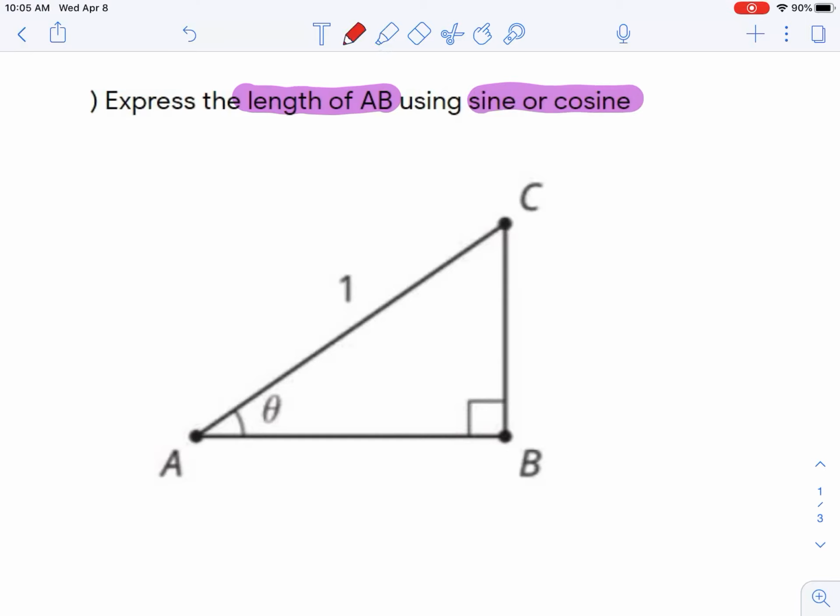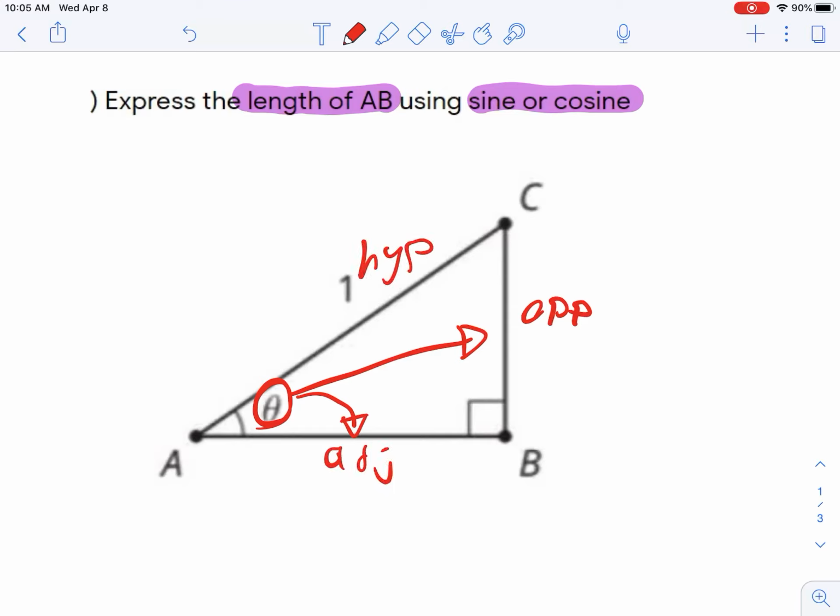So if we're looking at this angle right here, we know this is our opposite. We know this is our adjacent. And we know this is our hypotenuse. Okay, so which one is length AB? Well, that's a good question. Length AB is going to be this length, which is our adjacent. So are we going to use sine or cosine if we have our adjacent? I'm going to have to use cosine.